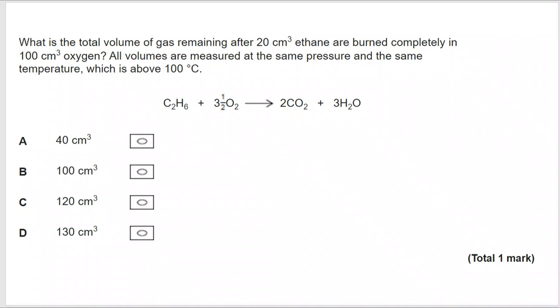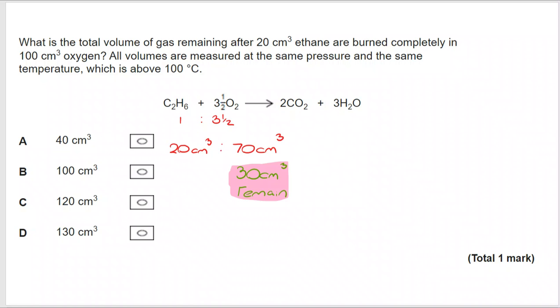This question does rely on you knowing that 1 mole of any gas will occupy the same volume if pressure and temperature are the same. And that links to what we know with the ideal gas equation. If I look at this, I've got a 1 to 3.5 ratio. From there, I know that if my 20 cm cubed of ethane burns completely, it would require 70 centimeter cubed of oxygen. Now, I started with 100 centimeter cubed of oxygen, and that tells me that we have 30 centimeters cubed remaining.